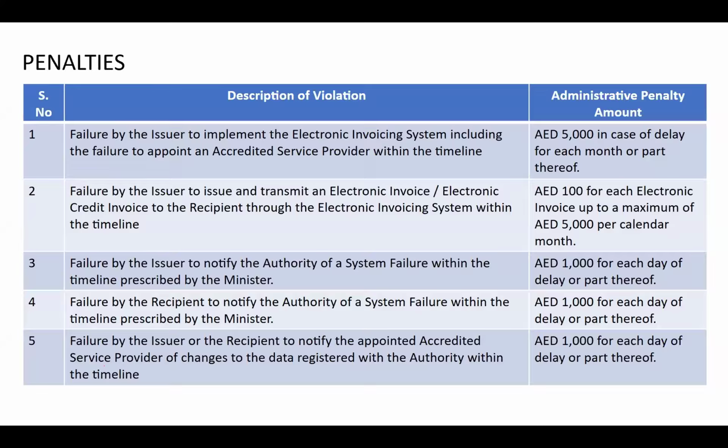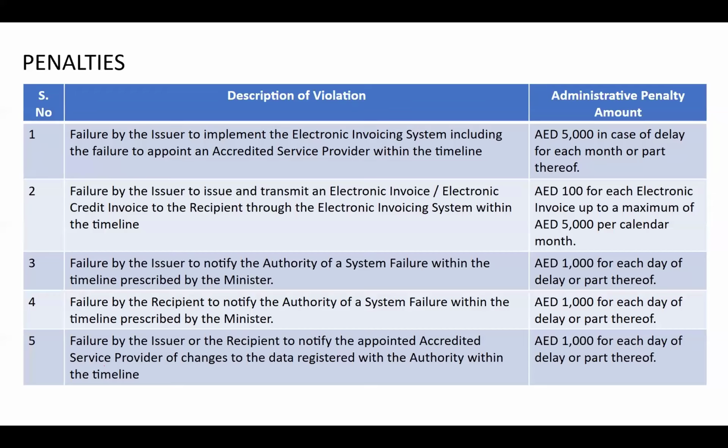So here we are coming with the penalties as issued by the FTA. If any entity fails to implement or appoint an ASP within the timeline, as already mentioned by Tania, the penalty is 5,000 dirhams per month or part thereof. There is no maximum capping here as of now. So if an entity fails to implement this ASP or e-invoicing within the timeline, say for example 3 months, then 15,000 penalty straight away is there.